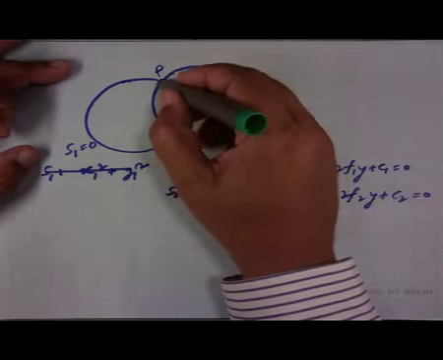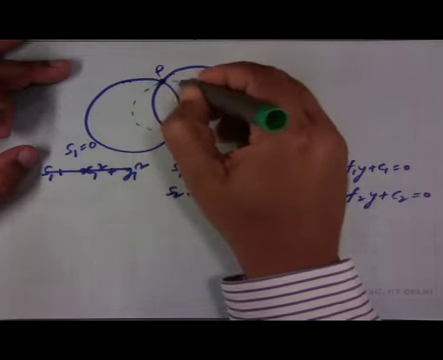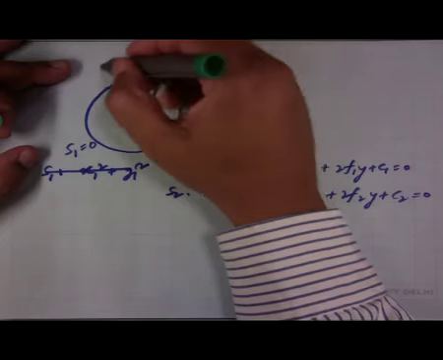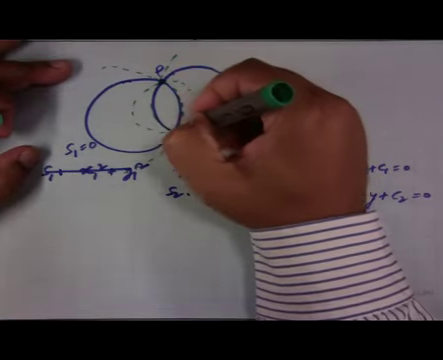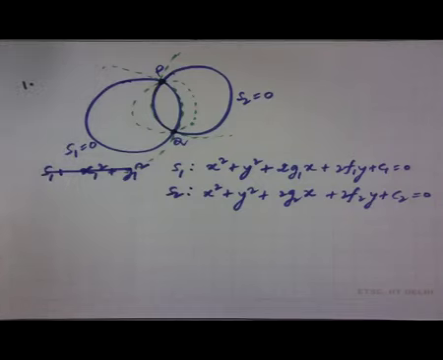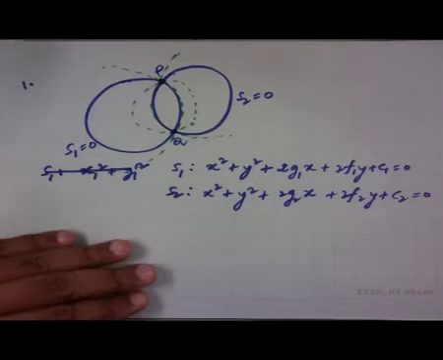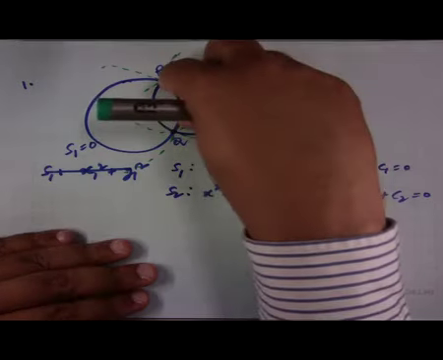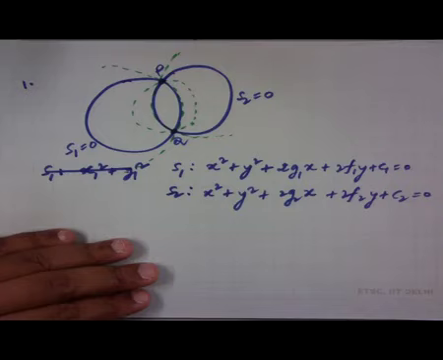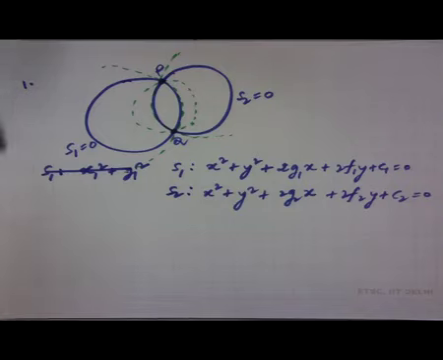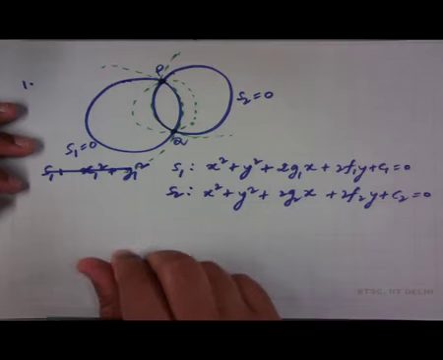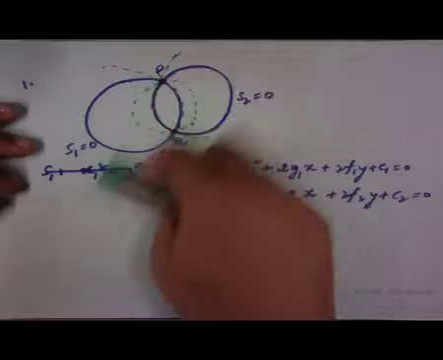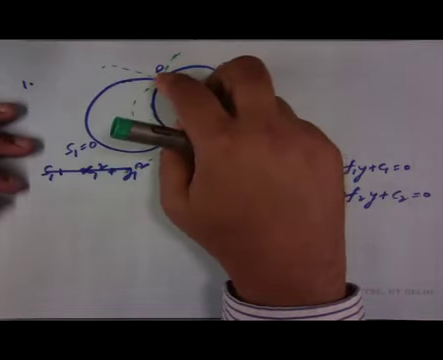For example, one such circle could be this circle which I am drawing now. Another circle could be something like this. Yet another circle could be something like this. As you will soon realize, there are infinitely many circles which can be drawn, which will pass through both these points of intersection of these two given circles. But the objective here is to find a general equation, which will have some parameter, such that if we change that parameter, we should be able to get the equation of any such circle which passes through these two points.